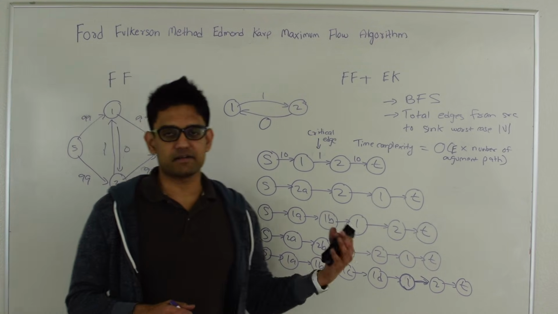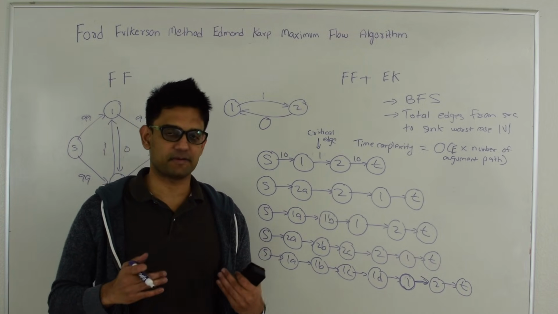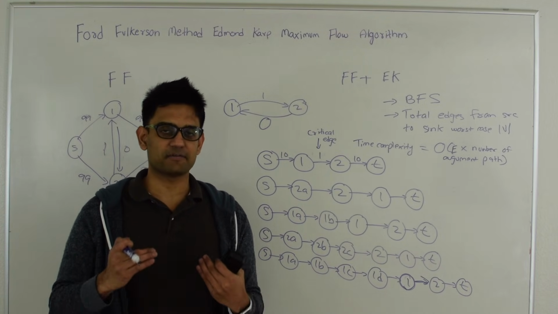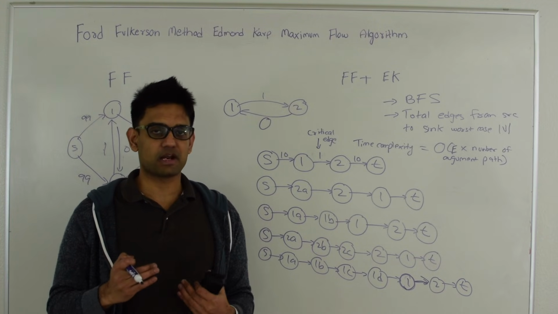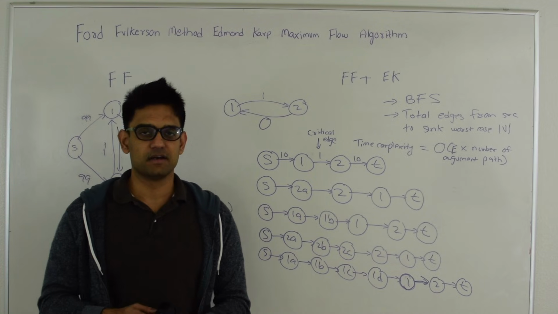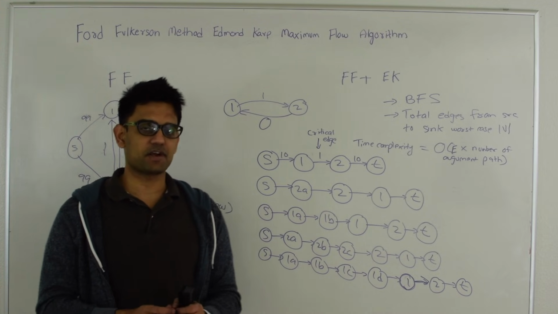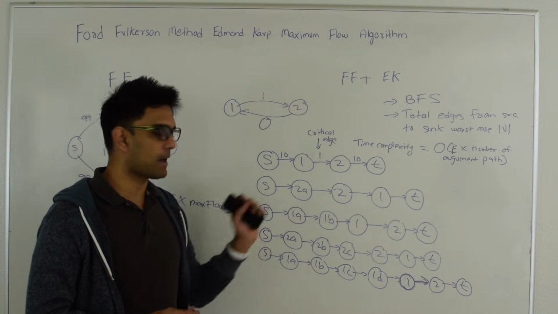Now, from the algorithm we discussed before, we know that we found an augmented path and then we did a BFS. The time complexity to do BFS is O of E. So the total time complexity is O of E into the total number of augmented paths we have. So the question boils down to how many augmented paths we have. And let's try to understand with this example here.